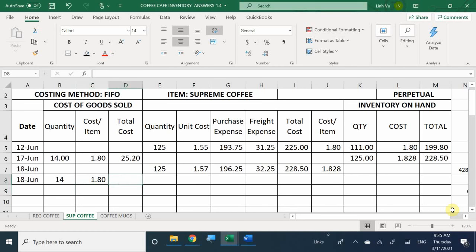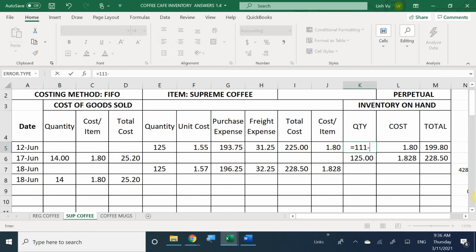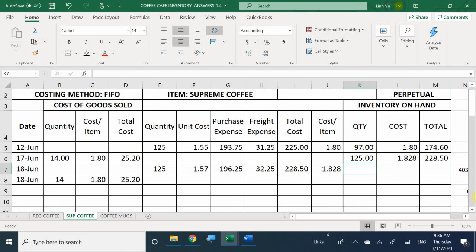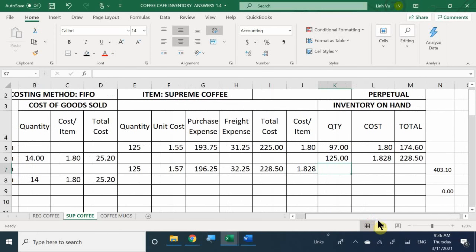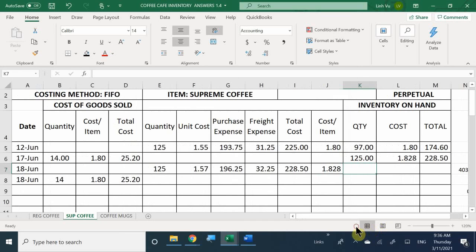So what is going to be my total? Good. 25.20. So in this case, if I had 111 to begin with, and I just sold another 14, how much should I have left? 97. So again, it recalculated for me, and I should have $174.60 left, which brings me to a grand total of 403.10 left in my inventory. So we finished the inventory worksheet, so what's next?